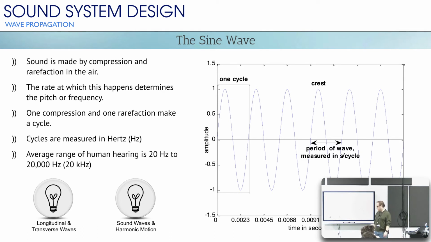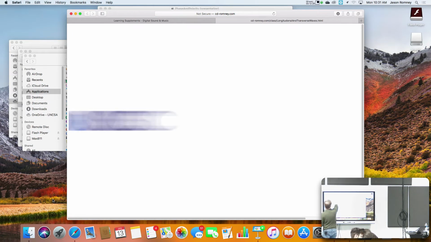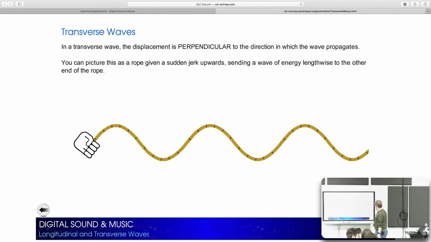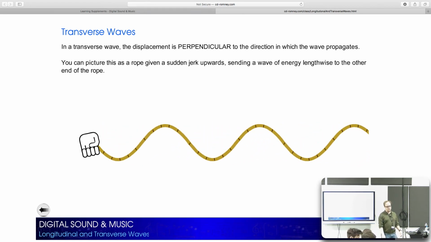Sound is what's called a longitudinal wave. And I will attempt to demonstrate that here with this thing from my book. Let's see if it works. Oh, yeah, it works. Okay, good. So this is what we would call a transverse wave.